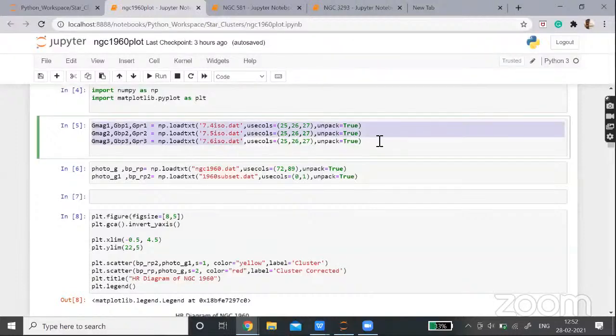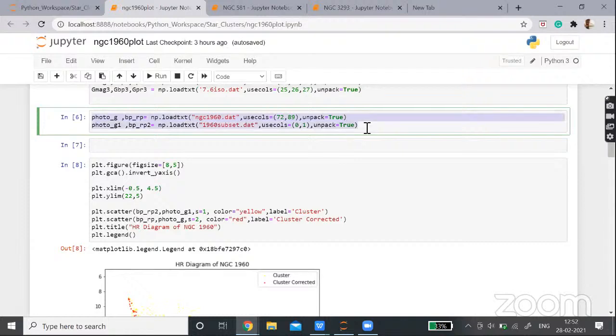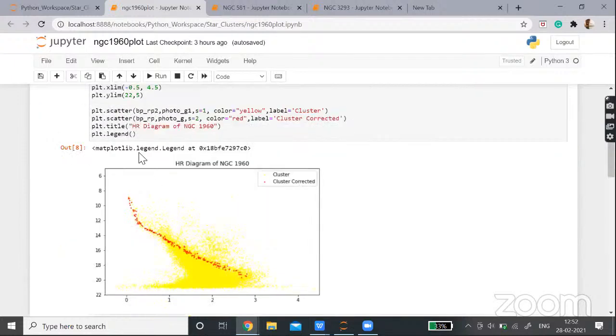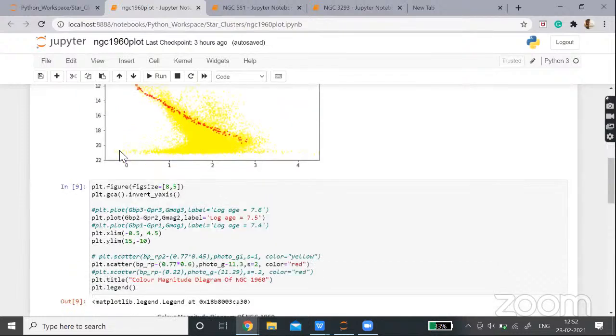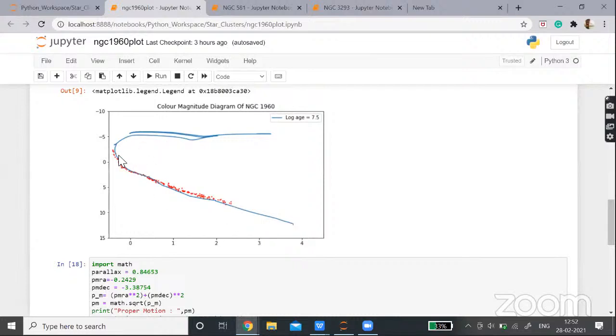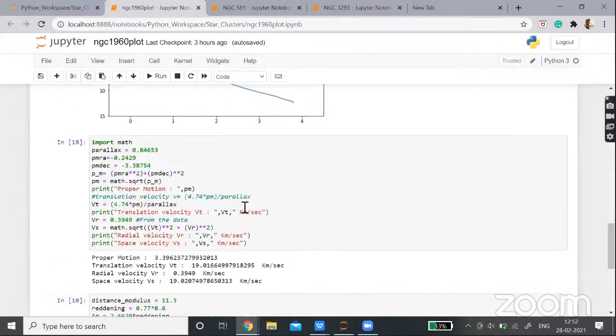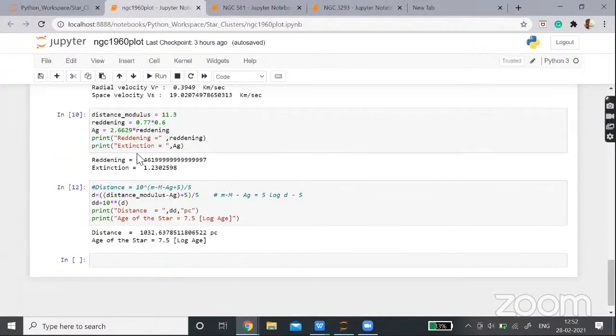I have used three isochrones of age 7.4, 7.5, and 7.6 log age. Then this is my data of the star cluster. One is full data and one is after eliminating the field stars. I have plotted the data. So here the red one shows my cluster after eliminating the field stars, and the yellow one is the full data. After that, I've tried to plot it over the isochrone. So my log age isochrone is 7.5, and then I've estimated the distance using the distance modulus, reddening value, and extinction value, and then I found the distance over here.